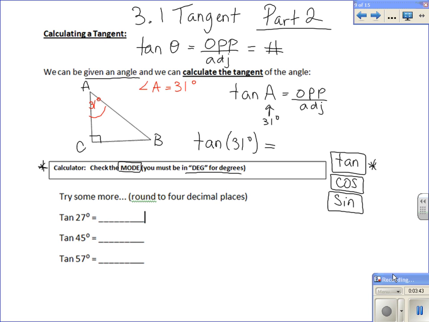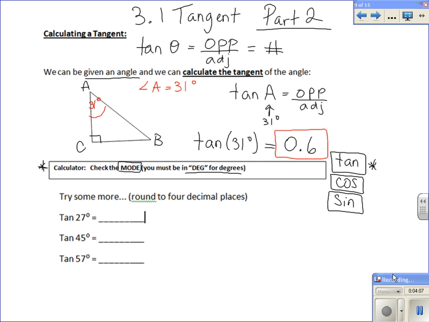So the tan of 31, on my calculator I'm going to press tan 31 for the angle, and your calculator should give you 0.6 as an answer. Go ahead and try that on your calculator. The tan of 31 equals, and you should get 0.6.